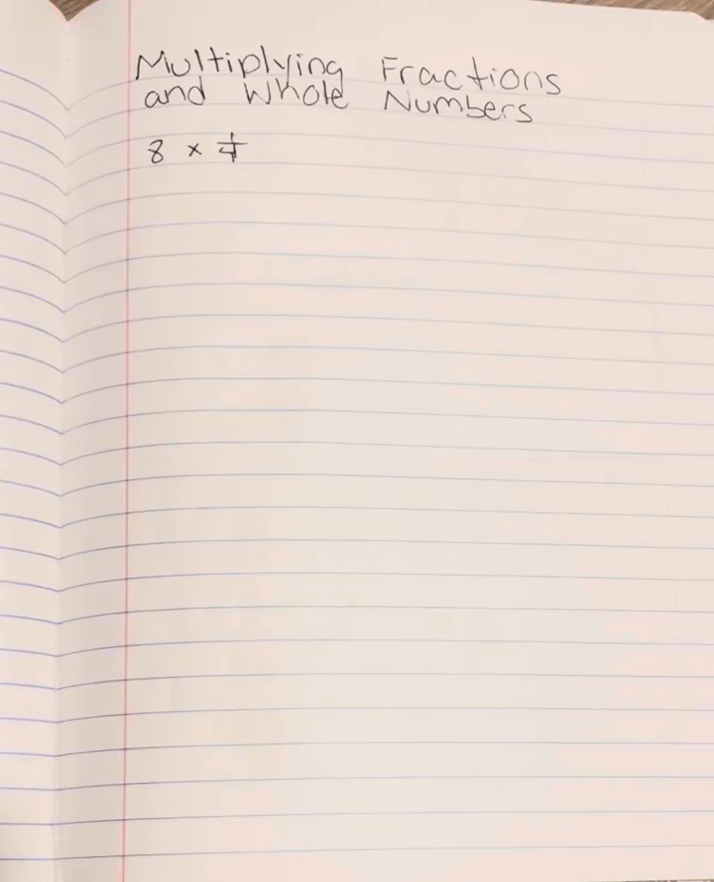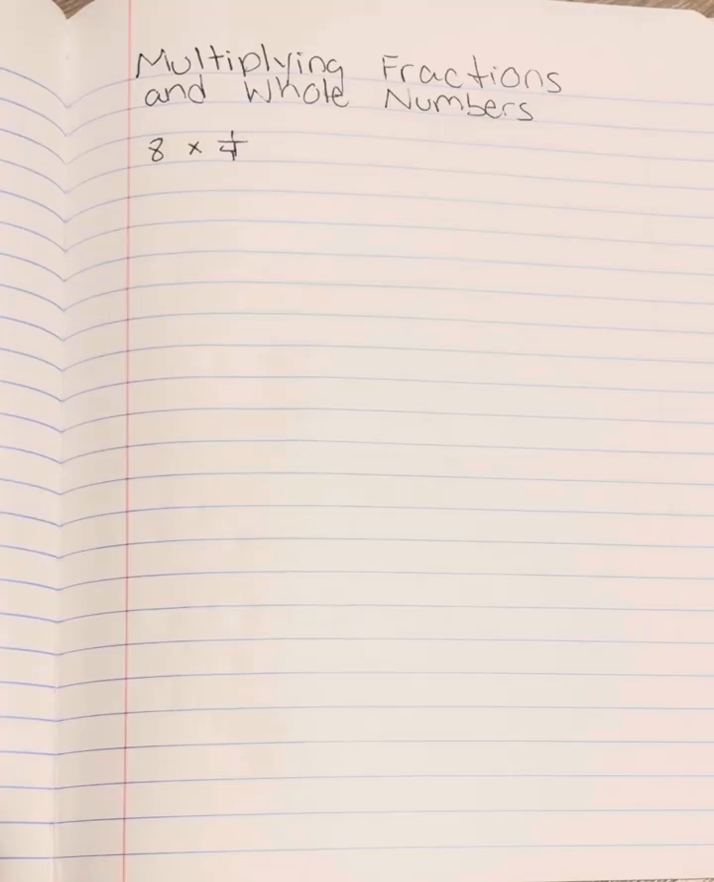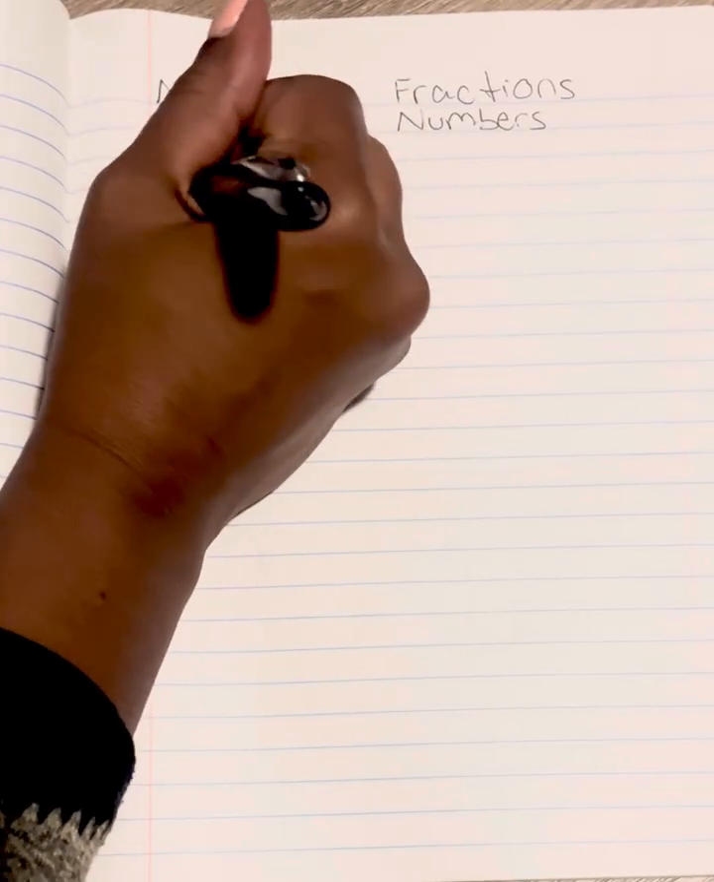All right, today we are going to multiply fractions and whole numbers. The example that I have is 8 times 1/4. Our first step would be to change this whole number 8 into a fraction, and you can change a whole number to a fraction by simply adding a 1 underneath.